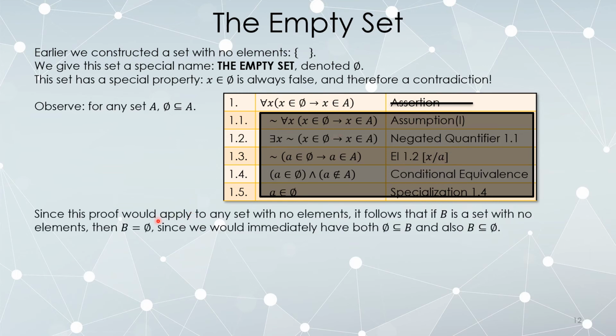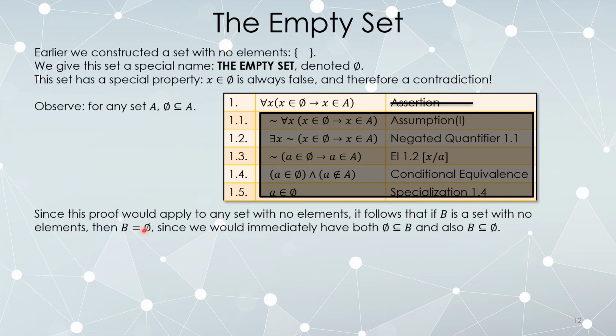Now this proof would apply to any set with no elements. So if B is a set with no elements, then B must be equal to the empty set, because the empty set is a subset of everything, but if B has no elements, it's a subset of everything as well. So if the empty set is a subset of B and B is a subset of the empty set, well then B is equal to the empty set. So any set that has no elements is equal to the empty set.